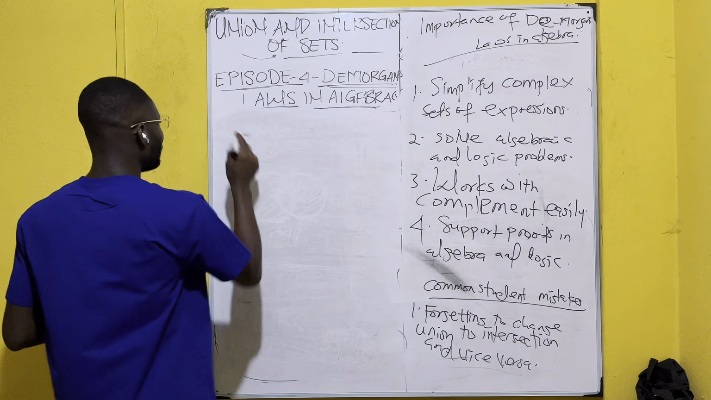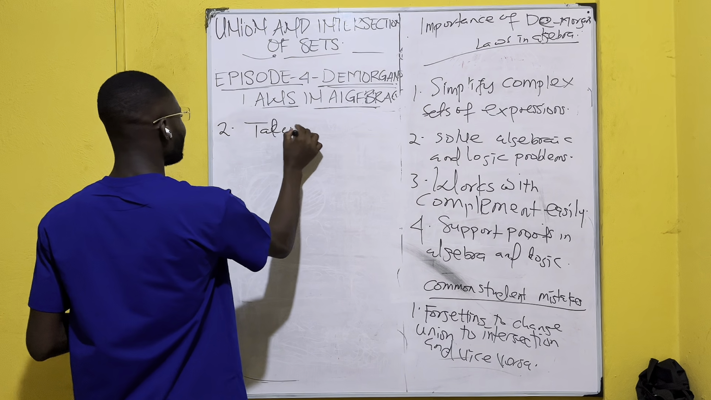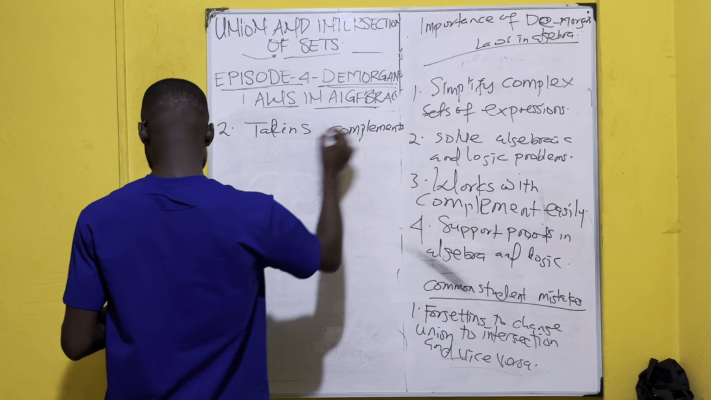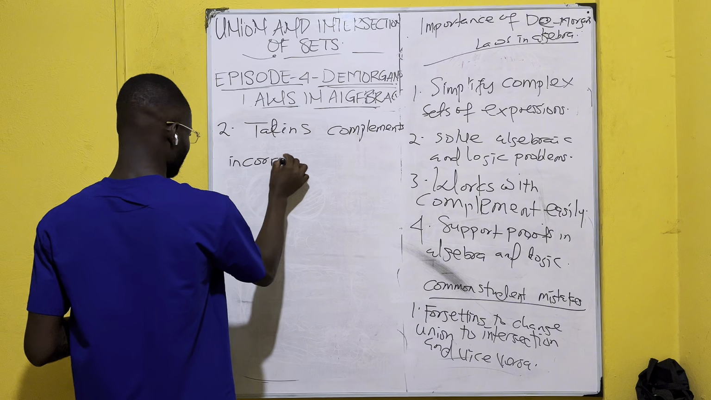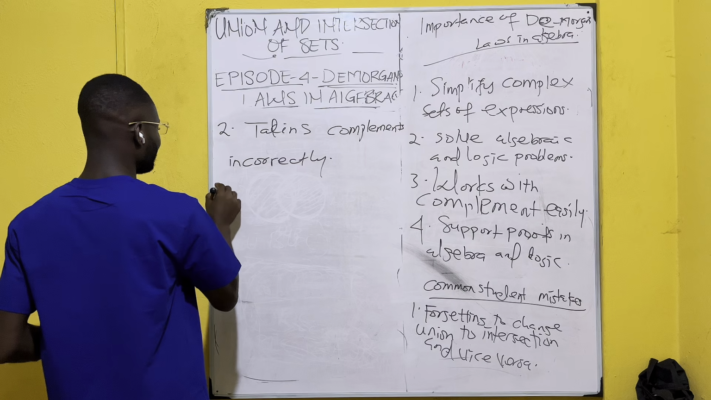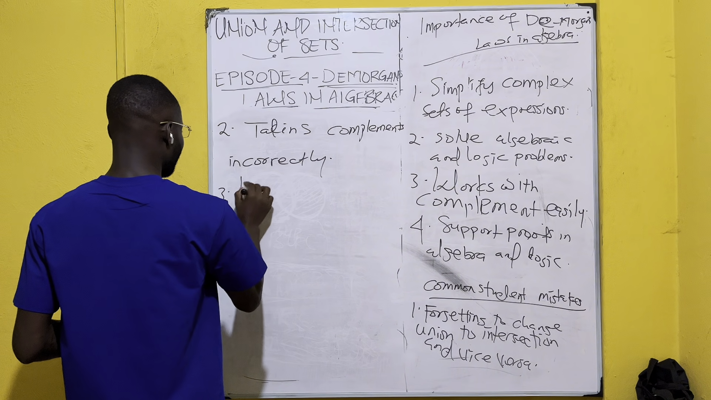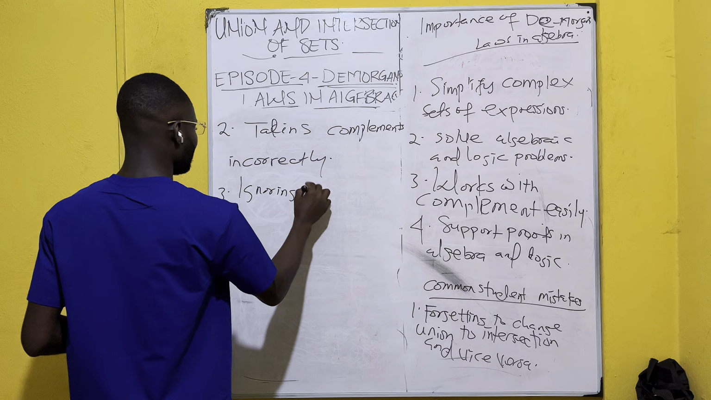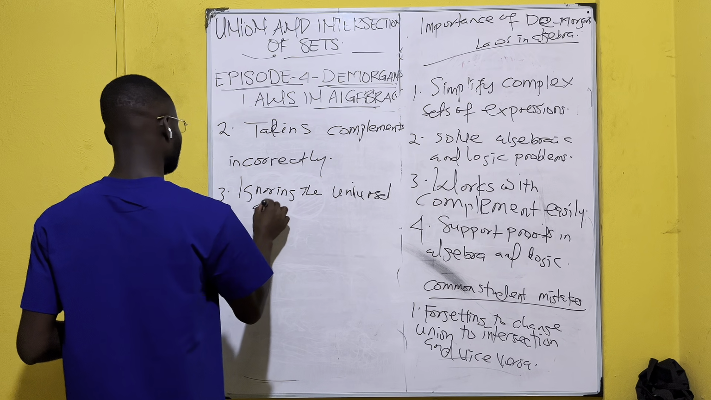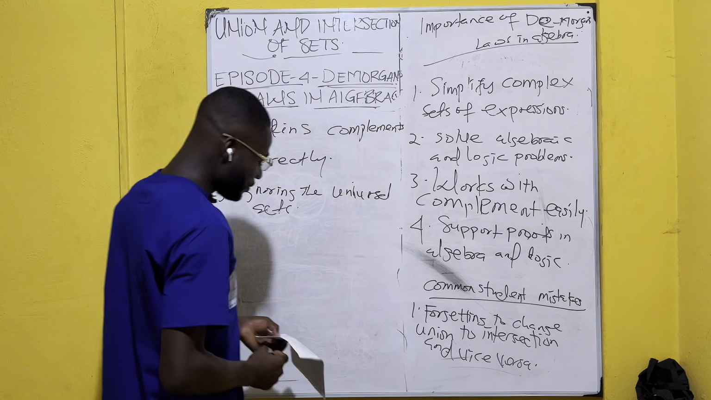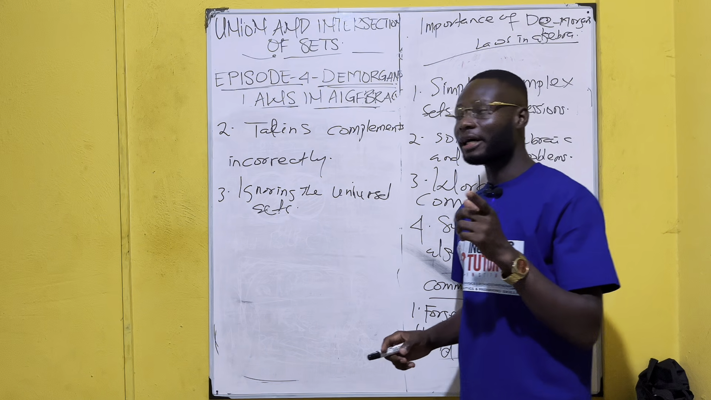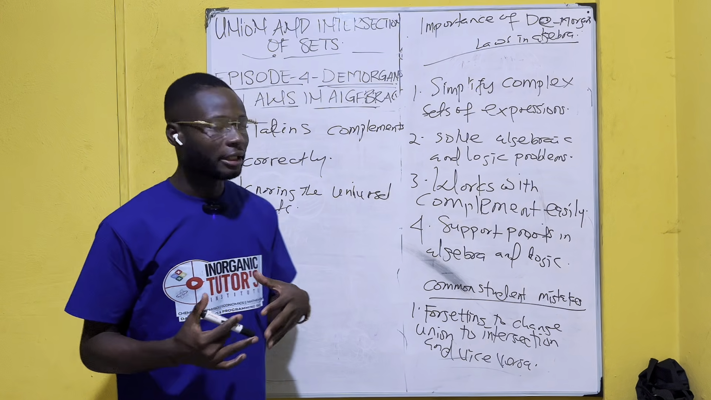Two, they normally take complements incorrectly. Don't take complements incorrectly, right? So that is the second one. Third one, ignoring the universal set. So these are some common mistakes that you as a beginner learning set theory can make.